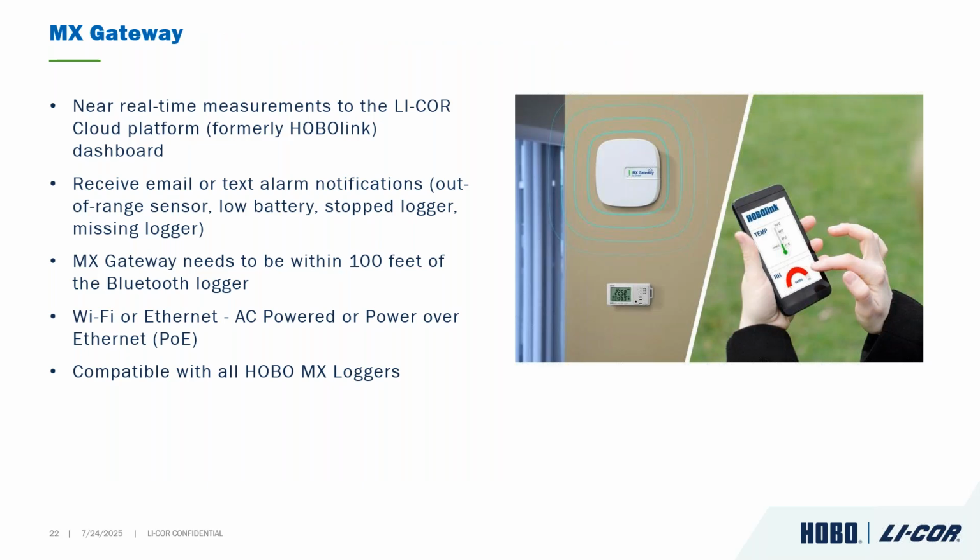So what the MX Gateway does is offer near real-time measurements to the Lycor Cloud platform, as many of you know it, HoboLink. You'll be able to easily receive email or text alarm notifications. You'll be able to set alarms for parameters that are outside of your range and some other necessary alarms such as low battery, if the logger is stopped, or if it disconnects. You'll easily be able to know when these need to be adjusted and you can go in and change them.